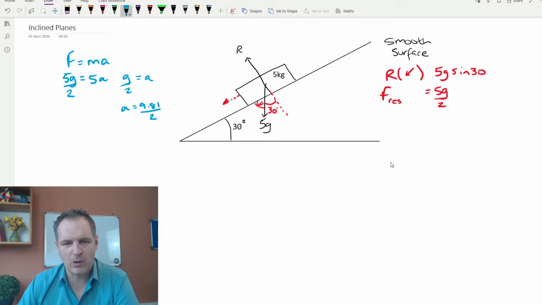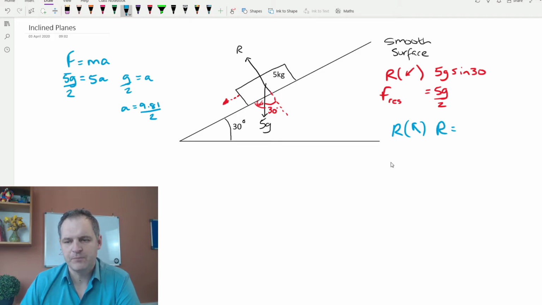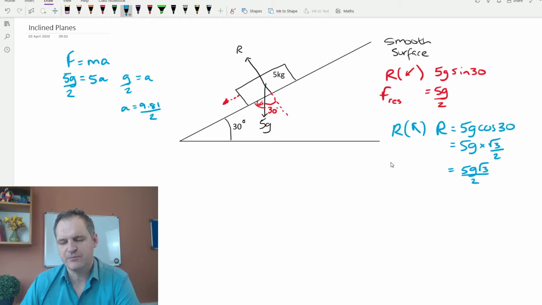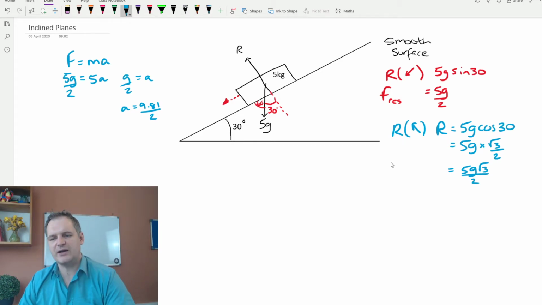What is blocking it? Well, going in this direction, we've got an R, but it equals 5G cos 30, because this is the angle we want, it's going to be included as cos. So it's 5G times root 3 over 2. We know our cos of 30. So we end up with 5G root 3 over 2. That can be worked out using our calculators.